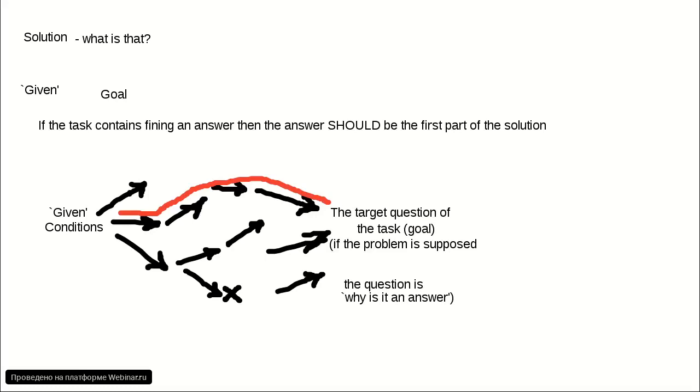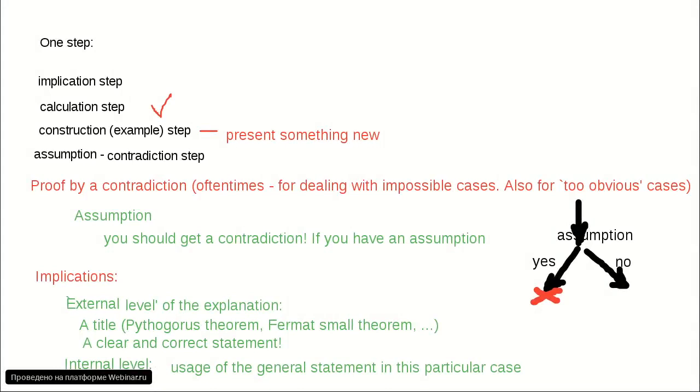So to give a solution means to give a sequence of steps which bring you to the solution, like to the final stage. And there are just several types of steps which you can have in this structure. Generally, we can list 4 types of steps.